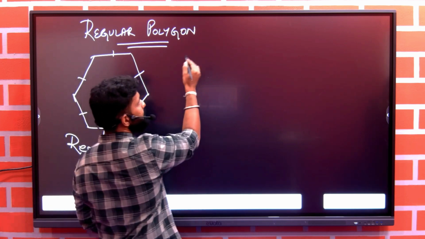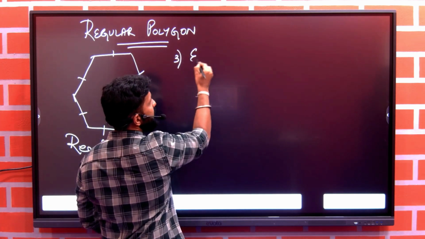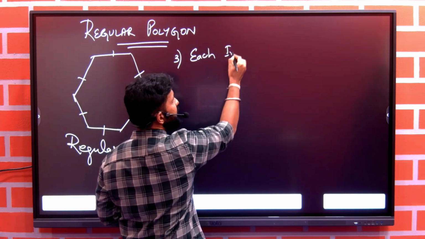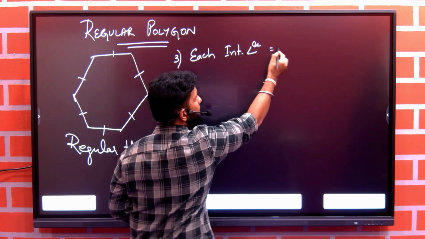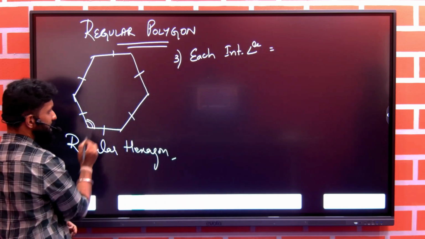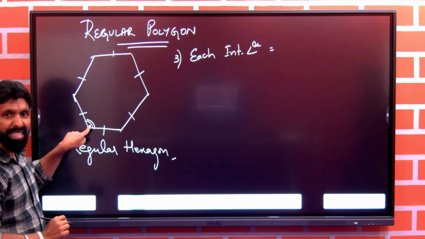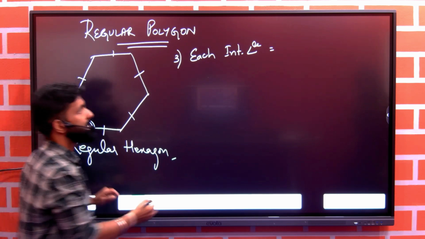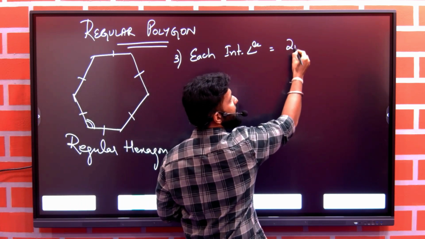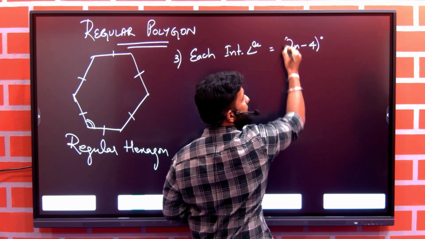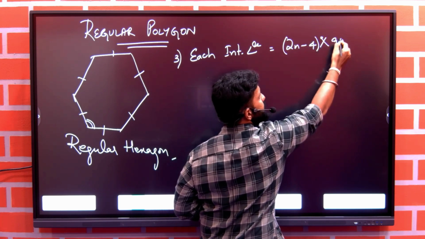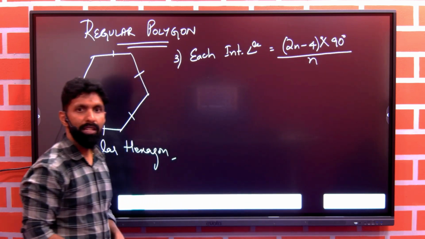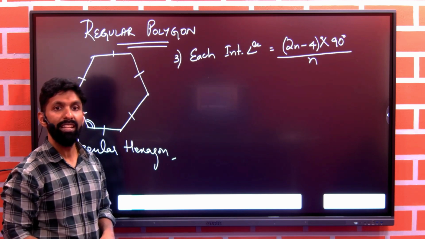Okay, now the same thing. Instead of sum of interior angles, we say each interior angle. For example, if I want to find out the value of this one angle, the angle is inside the polygon, so I call it an interior angle. So each interior angle is given by the formula, the same thing you learned sometime back: (2n minus 4) into 90 degrees, the whole thing divided by the number of sides.